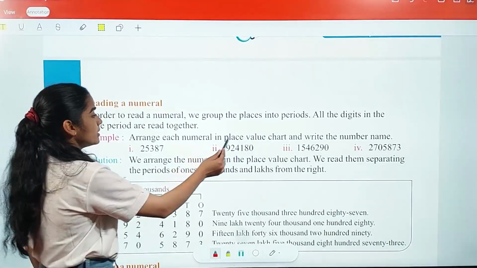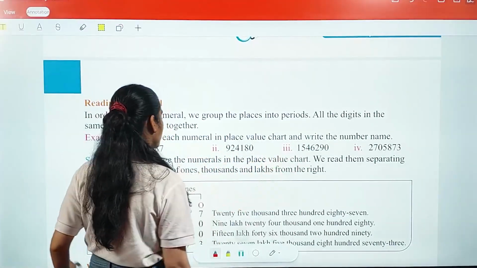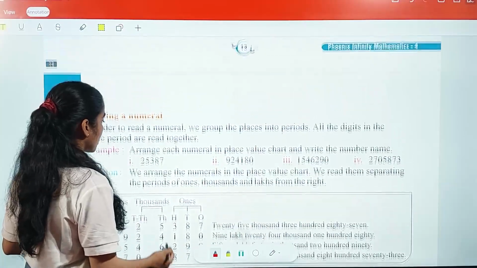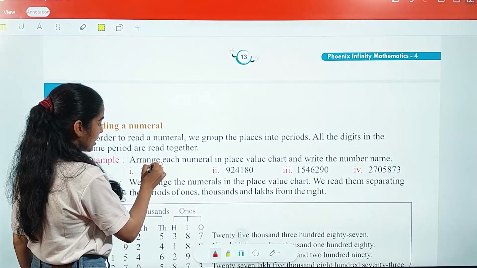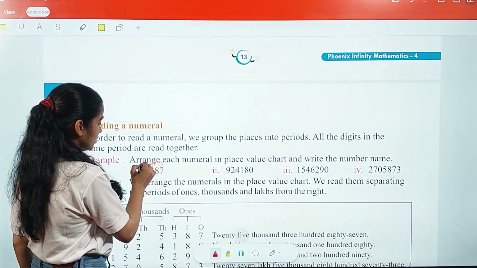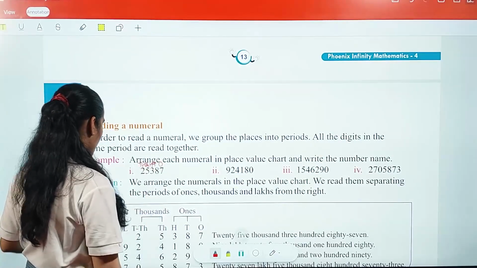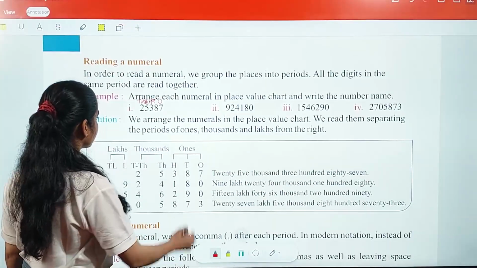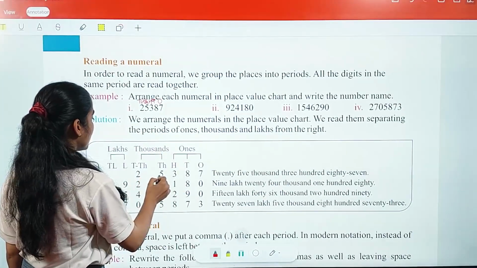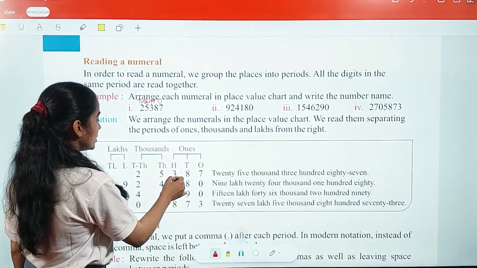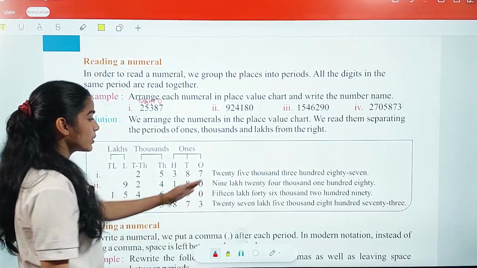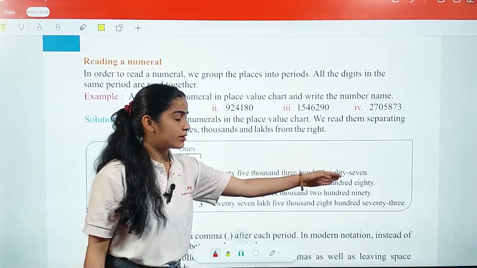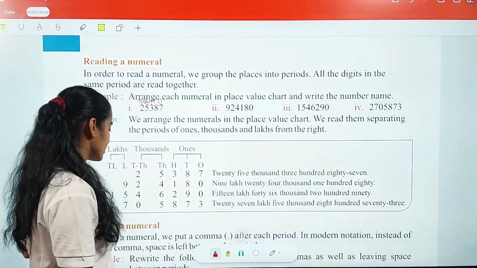Arrange each numeral in the place value chart and write the number name. So this is our ones, tens, 100, 1,000, 10,000. So how can we read this? 25,387. 25,387. You can write it simply.